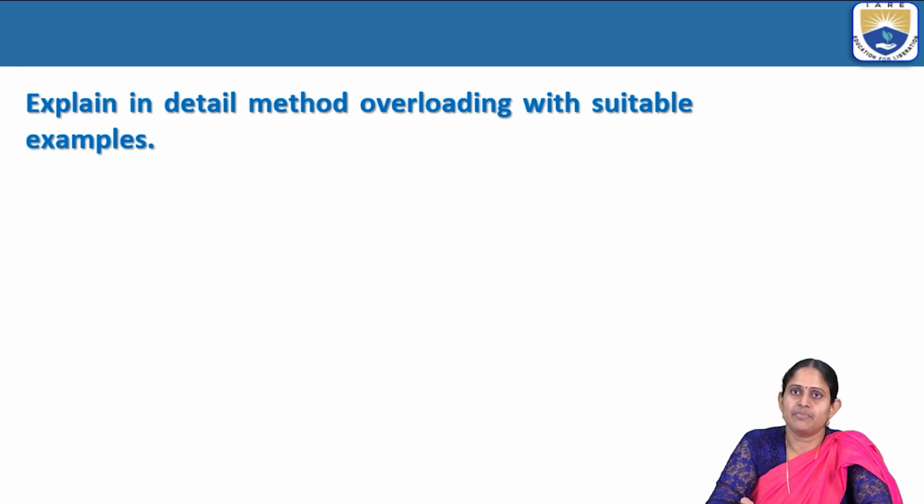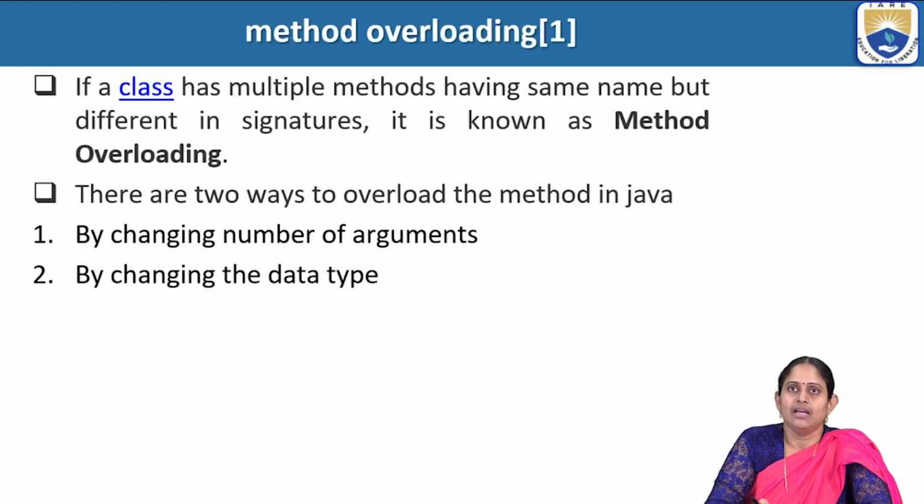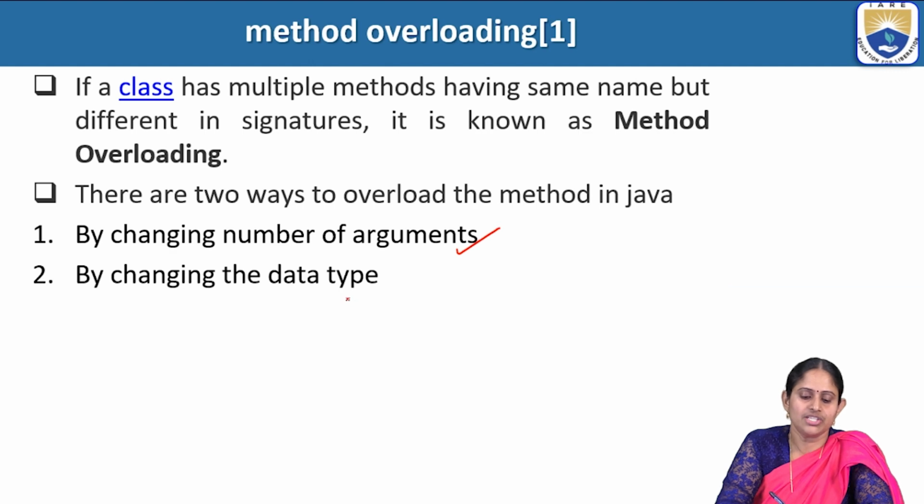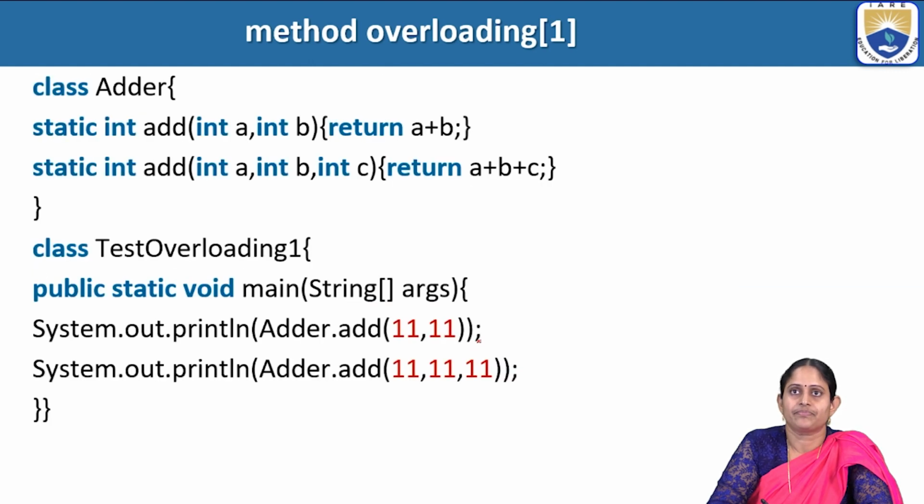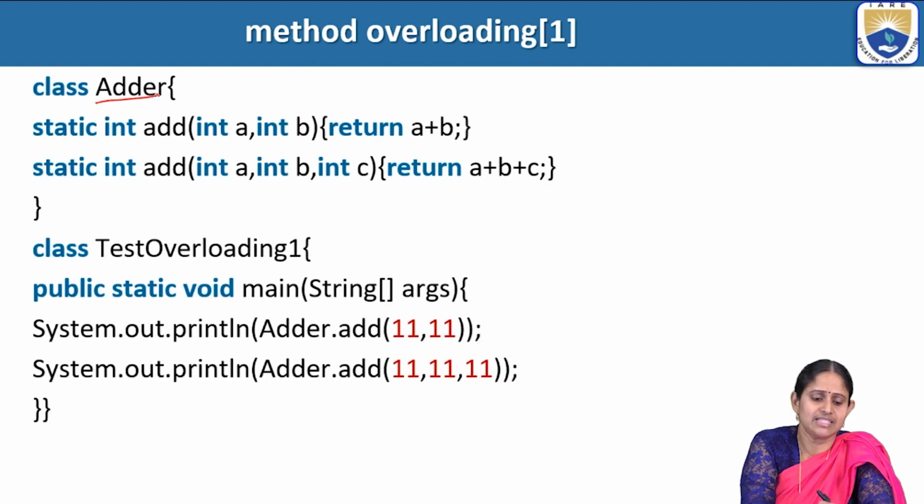Next, explain in detail about method overloading with suitable example. Method overloading is a type of polymorphism. It is a compile time polymorphism. If a class has multiple methods with the same name but different signatures, then it is called method overloading. There are two ways to overload the method in Java: by changing the number of arguments or changing the data type. Let's take an example.